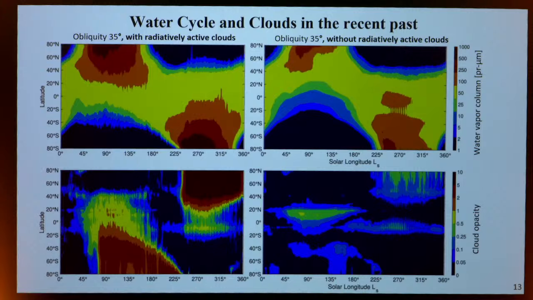Just as an illustration, on the left, this is the water cycle and the water ice cloud with the radiative effects of clouds, and on the right, without the radiative effects of clouds. As you can see, when we include this effect, it has a strong impact and changes the result completely. And this is what Joseph showed this morning. If you want to look at the past climate of Mars, we really have to include this effect. But let's get back to the story. So we have more clouds at high obliquity, and let's quantify the infrared fluxes at the surface coming from these clouds.